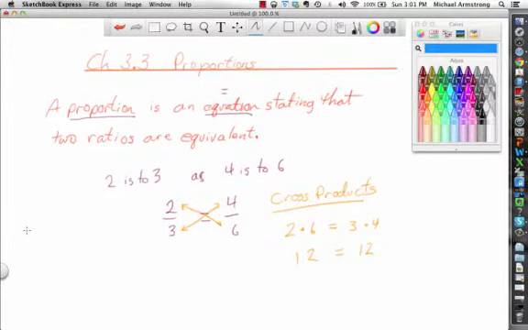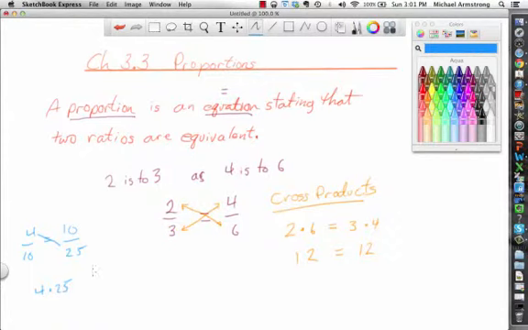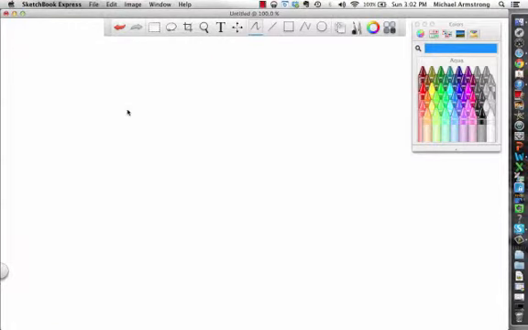So if we say 4 is to 10 as 10 is to 25, then we should be able to do cross products with 4 times 25, which is 100, and it should be equal to 10 times 10. 4 times 25 is 100, and 10 times 10 is also 100, so yes, they are proportional. They form a proportion. They are equivalent.